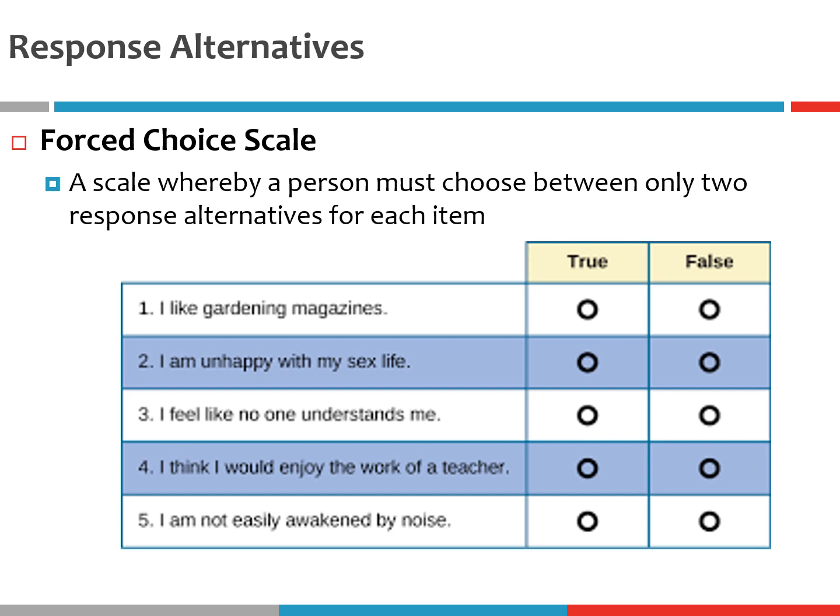You can also avoid this problem by giving them something like a forced choice scale, where they have to pick true or false. So there's only 2 options. They have to pick one. It's very hard to just say true to everything. You actually have to read the question before you pick an answer. This gets rid of that problem of central tendency as well.